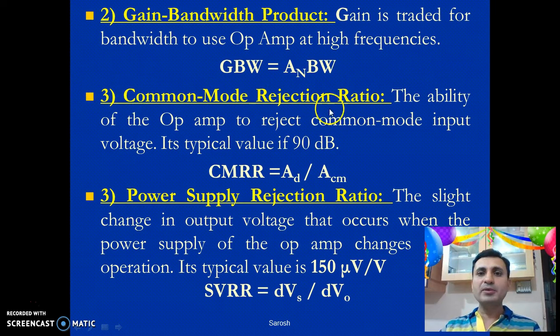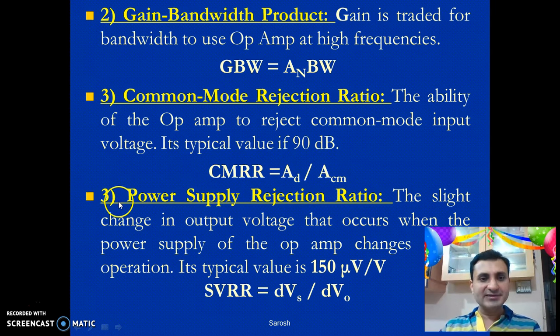Third one is the common mode rejection ratio, abbreviated as CMRR. The ability of an op-amp to reject the common mode input voltage is called CMRR. Here, common mode input voltage refers to noise which is nullified at the input. The typical value for an op-amp is 90 dB. CMRR is given as AD upon ACM, where AD is the differential gain and ACM is the common mode gain. We'll study this parameter in detail in the corresponding sessions.